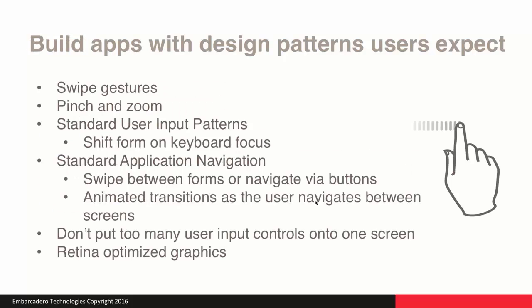Now, when it comes to building applications for mobile devices, it really is a good idea to build those applications with the types of design patterns that users have become accustomed to and would expect in an application. So, for example, that includes swipe gestures for navigating between screens, enabling functionality such as pinch and zoom for zooming in on images, and also implementing standard user input patterns. So for example, if you have a sign-up form that's part of your application, you want to automatically shift that form up on keyboard focus to make it easy for the user to enter their information.